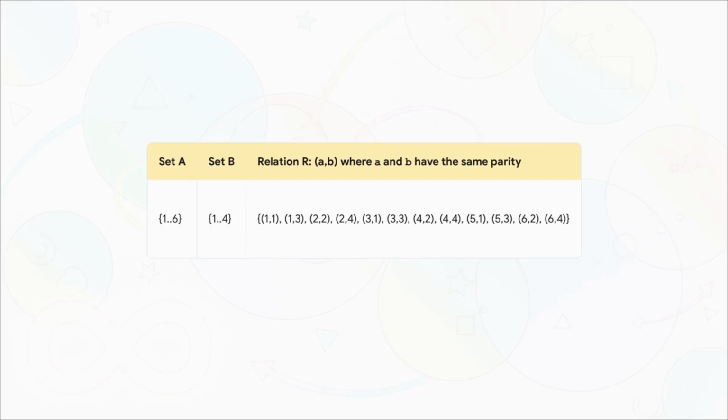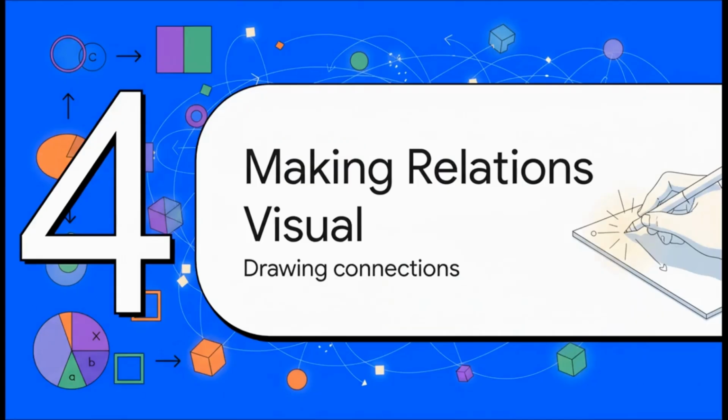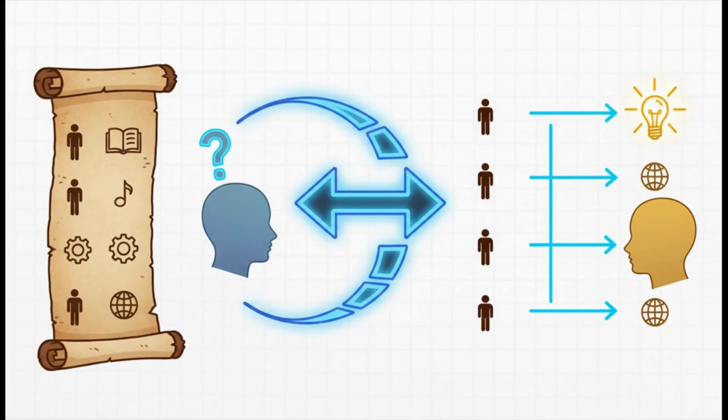You just keep doing that for everything in set A, and this whole big list of pairs you end up with, that's our relation. Now, a long list of pairs is fine, I guess, but it's not exactly easy to understand at a glance. Luckily, there's a much more intuitive way to see these connections, by actually drawing them. We can use something called an arrow graph to see what's going on. This simple little trick turns that boring, abstract list of pairs into a clear map of connections that our brains can process way, way easier.